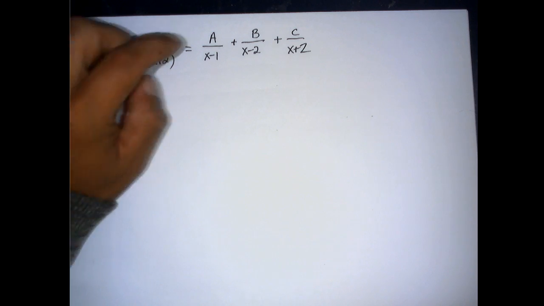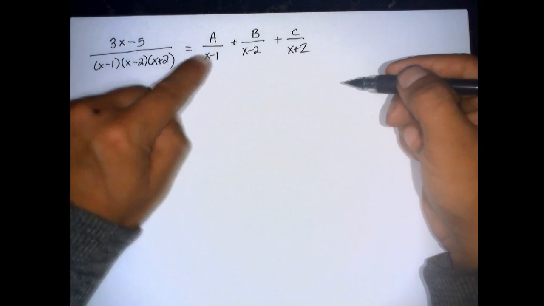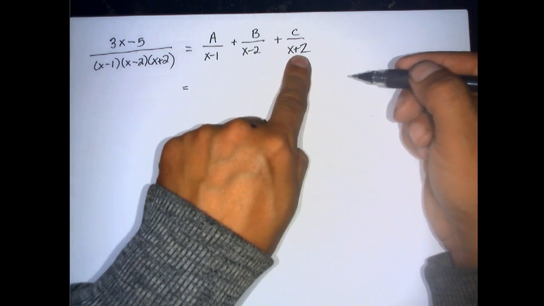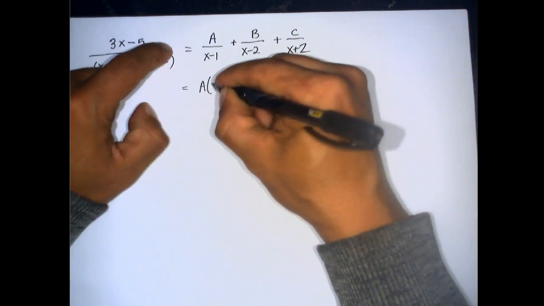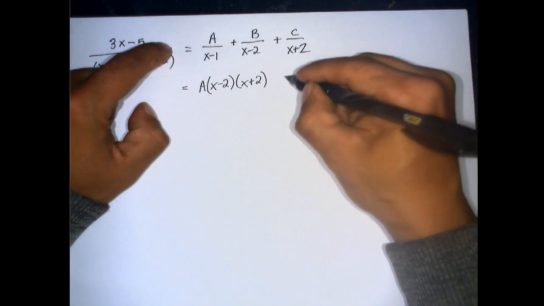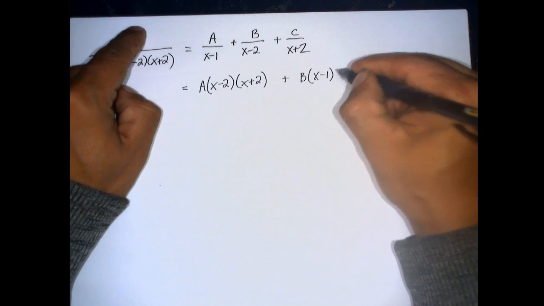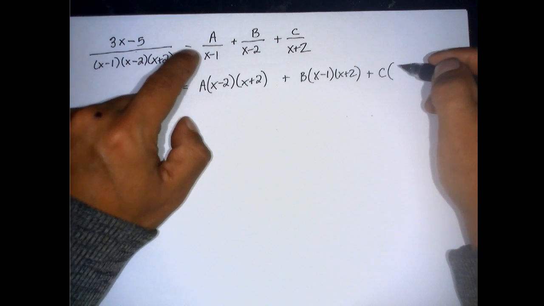So to get to that first equation, this guy gets the other two. Just remember that, because when you multiply across, this guy's going to cancel. This guy's going to cancel when you multiply the middle one. This guy's going to cancel. So it's going to be A times the other two, (x minus 2)(x plus 2), plus B times (x minus 1)(x plus 2), plus C times (x minus 1)(x minus 2).